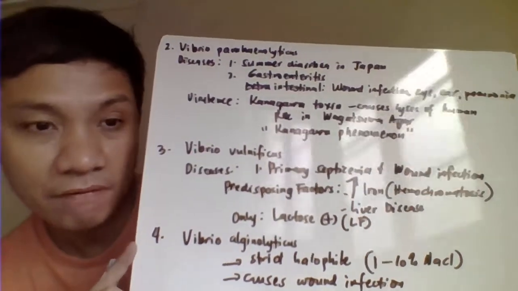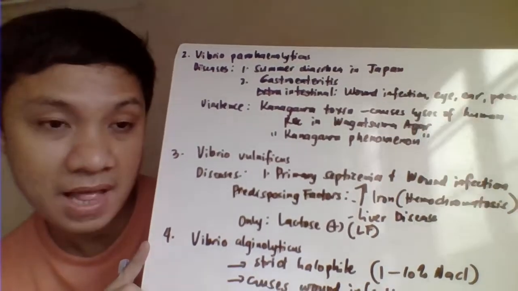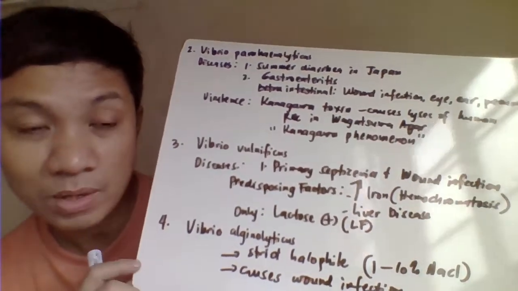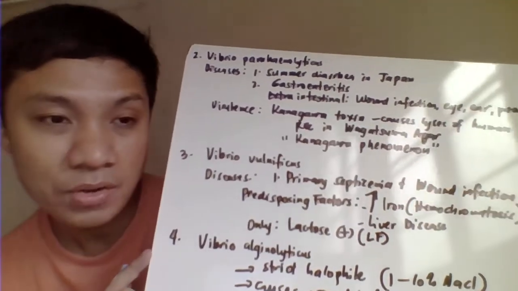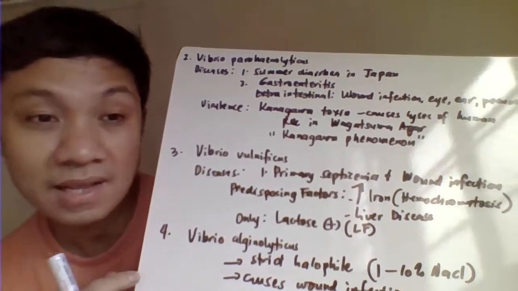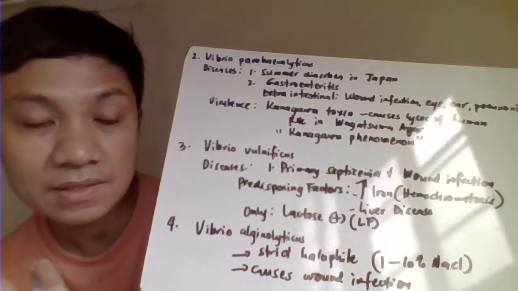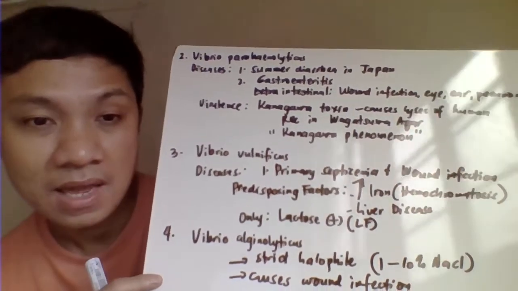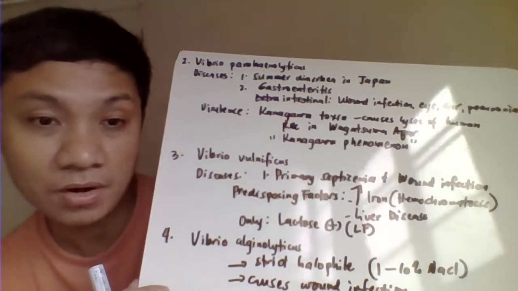Another one, we have your Vibrio alginolyticus, and we regard this one as a strict halophile. So this one would have a strict requirement for your sodium chloride. It can grow in the presence of 1% sodium chloride or it can go as high as 10% sodium chloride. And it tries to cause ear and wound infection. Again, this is strictly halophilic, and therefore it will not grow if your culture media do not have sodium chloride.